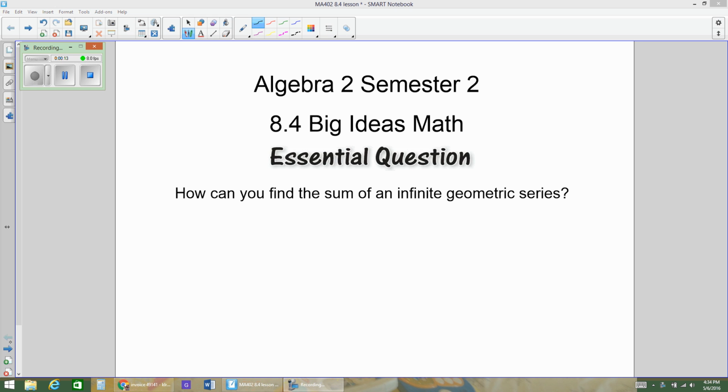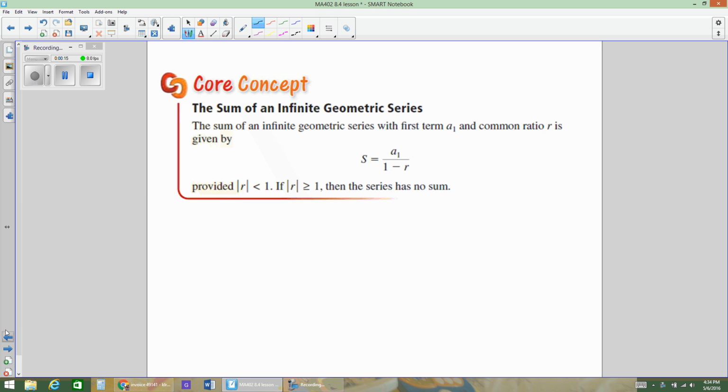So what we have been doing is sequences that stop. So maybe they have 10 numbers, maybe they had 20 numbers, but they only had that many numbers in them. And today we are going to do a series that just keeps going forever. They're infinite. And what we want to do is figure out how to find the sum of those.